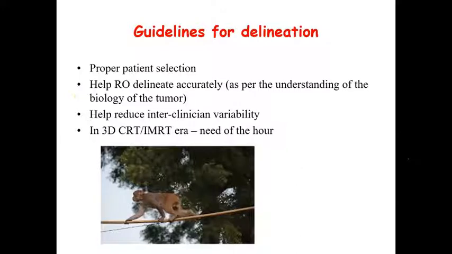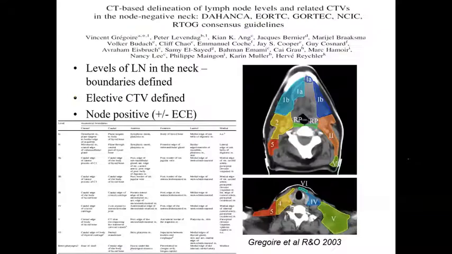So then comes the role for guidelines for these geometric expansion and delineation. Obviously, to set up guidelines, you needed proper patient selection. That was a must, because ultimately these guidelines would help the radiation oncologist to delineate the target volumes as accurately as possible based on the biology and the location and the stage of the tumor. It would help us reduce our interclinician variability. And now that we have entered the 3D CRT and IMRT era in a big way, they become the need of the hour.